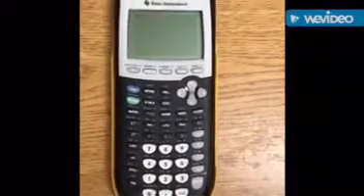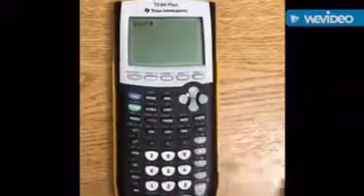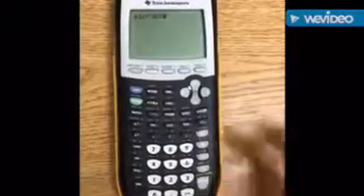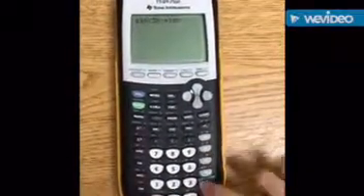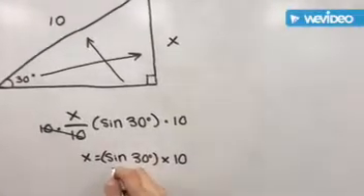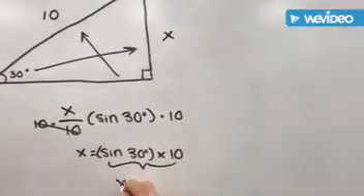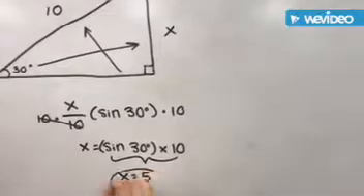To do this on a calculator, you would do sine 30 times 10. This equals 5. Now we know that x will equal 5.